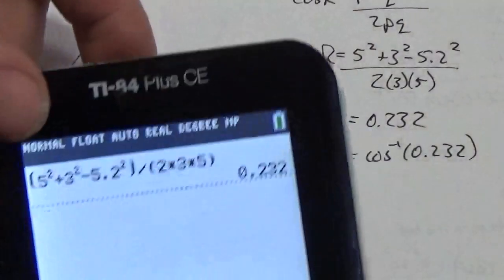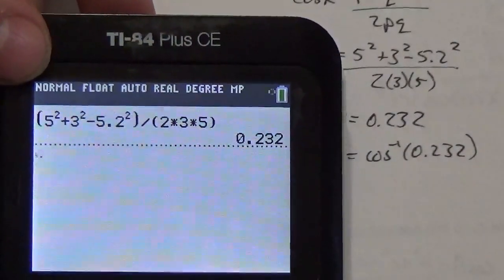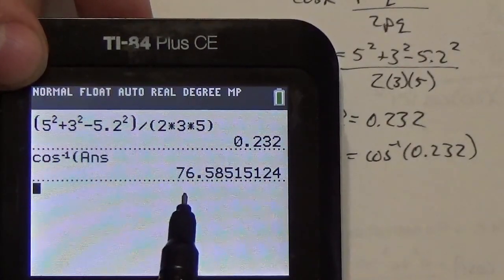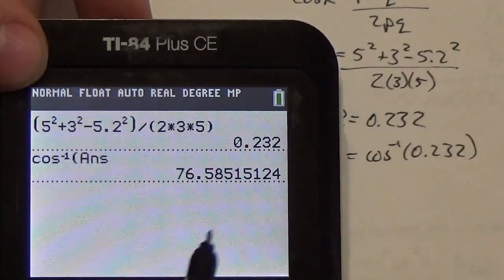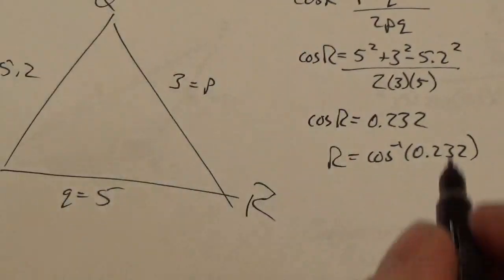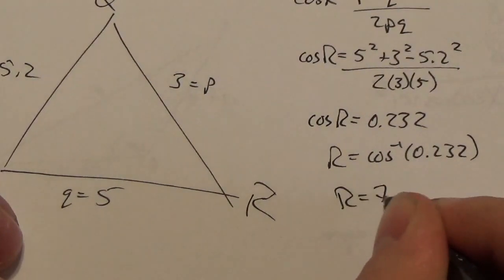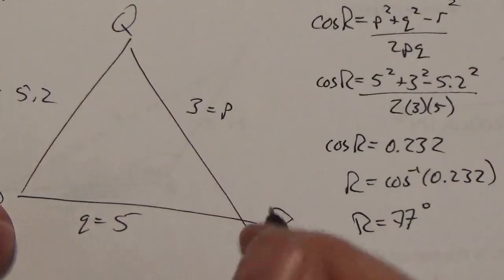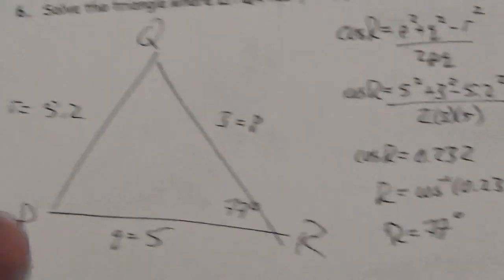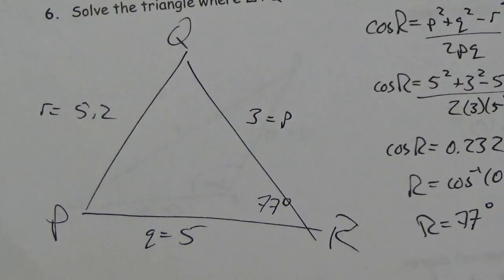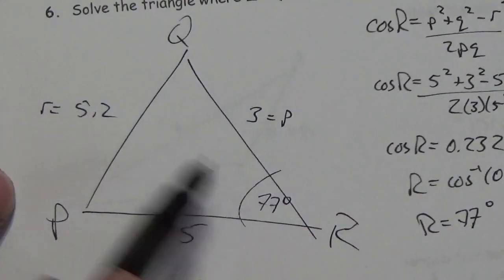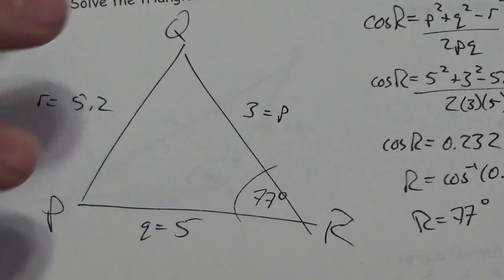Oops, can't see that. So here we go. Second cosine of that answer. Okay, we get 76.58, blah, blah, blah. So let's say 77 degrees. We'll round that. So angle R is equal to 77 degrees. Now I know this. Now, you could use the cosine law again to find another one of the sides here, or because now I have an angle and the side opposite it, I could use the sine law.